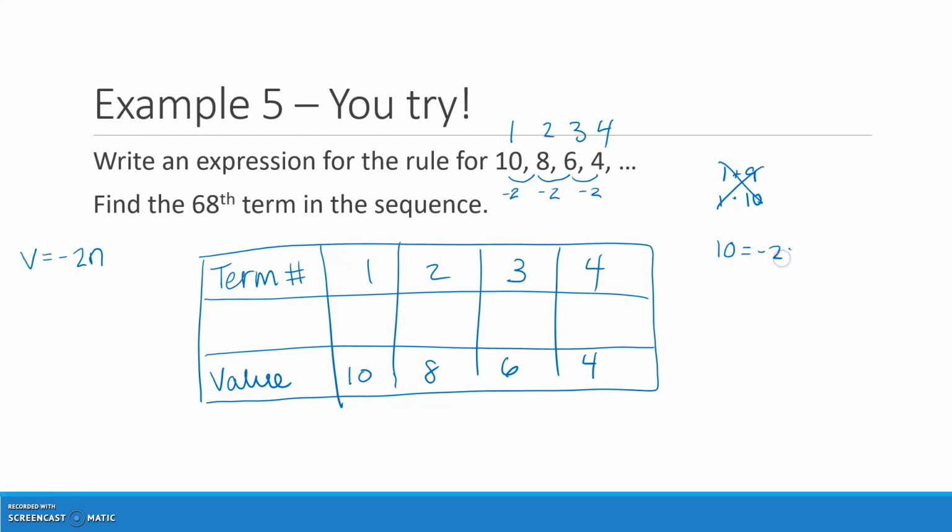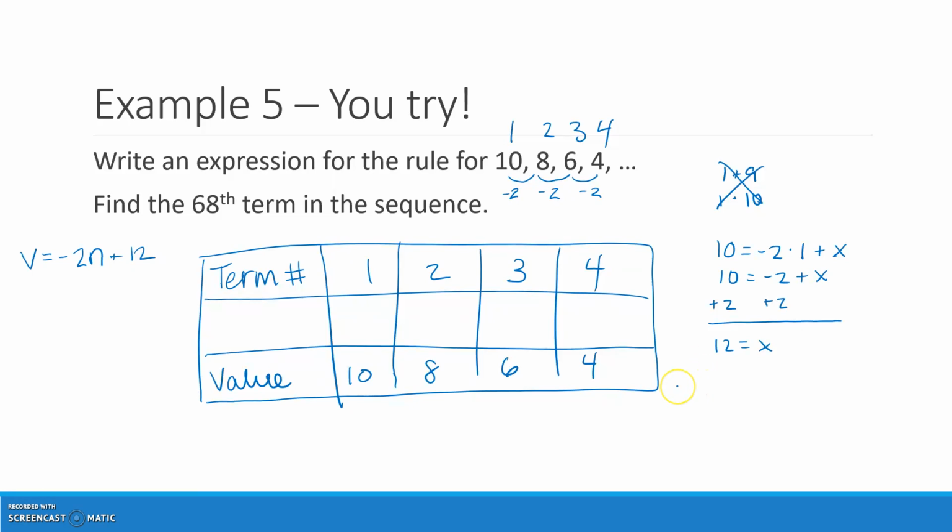equals negative 2 times 1 and then plus we don't know what. So I'm going to get 10 equals negative 2 plus x. So I'm going to do plus 2 and plus 2, and we're going to get 12 equals x. So theoretically, this should be my rule. Let me check it against a couple more and just make sure that it actually works.